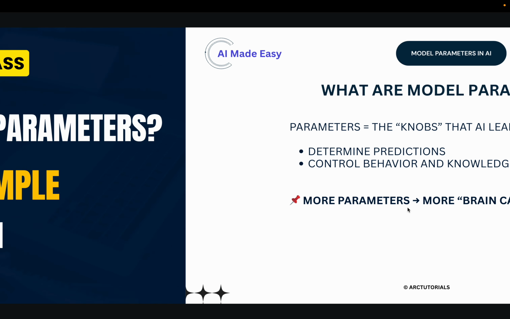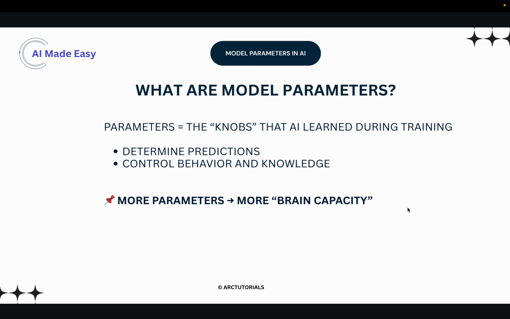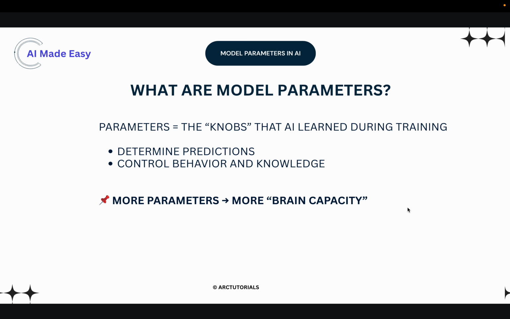Let's get started. Alright, so what exactly are model parameters? Parameters are the knobs that our AI learned during training. That means these are the predictions, these are the patterns, these are the behavior that it has learned. Now these parameters control the behavior, knowledge, and the output that our AI model will produce. Whenever you hear something like 3 billion parameters, that means the more parameters, the more the brain capacity.